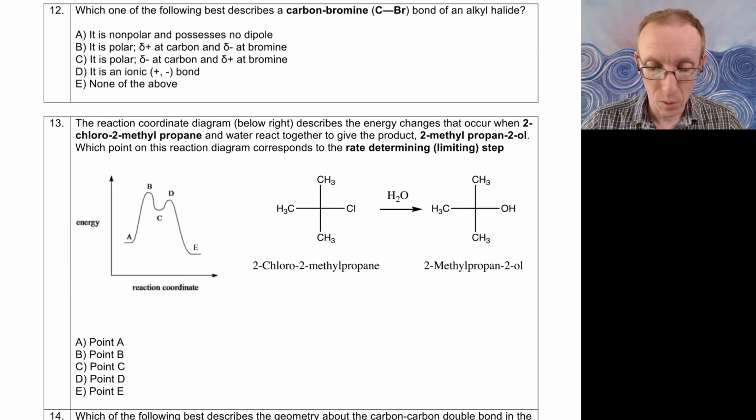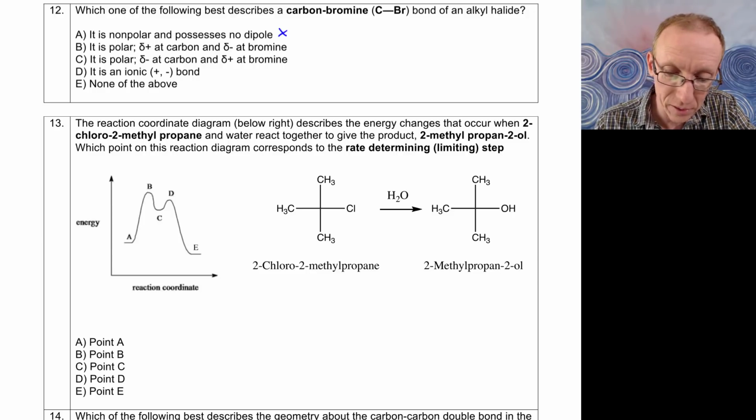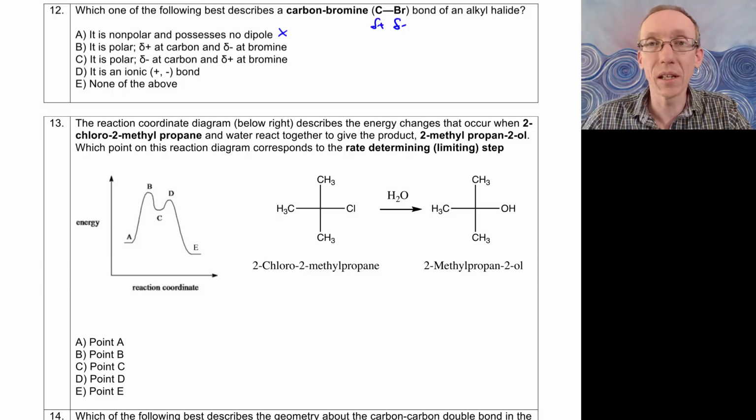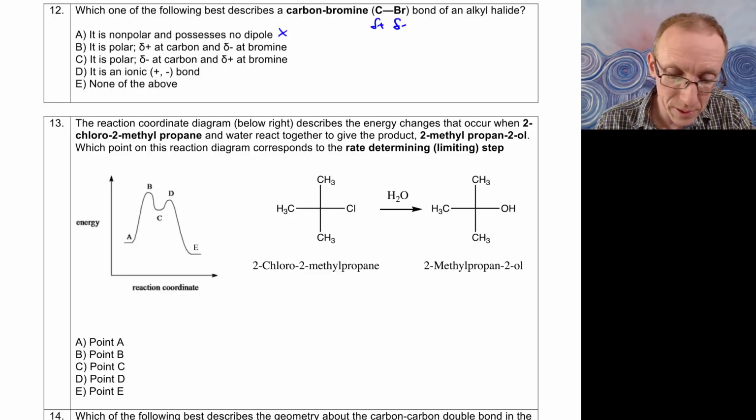Question 12. Which one of the following best describes a carbon-bromine bond of an alkyl halide or a haloalkane? A: it is non-polar and possesses no dipole. That's incorrect. Carbon is delta positive versus bromine being electron withdrawing, so that's delta negative. So they'll be polarized and do have a dipole. B: it is polar. It will be delta positive at carbon, delta negative at bromine.